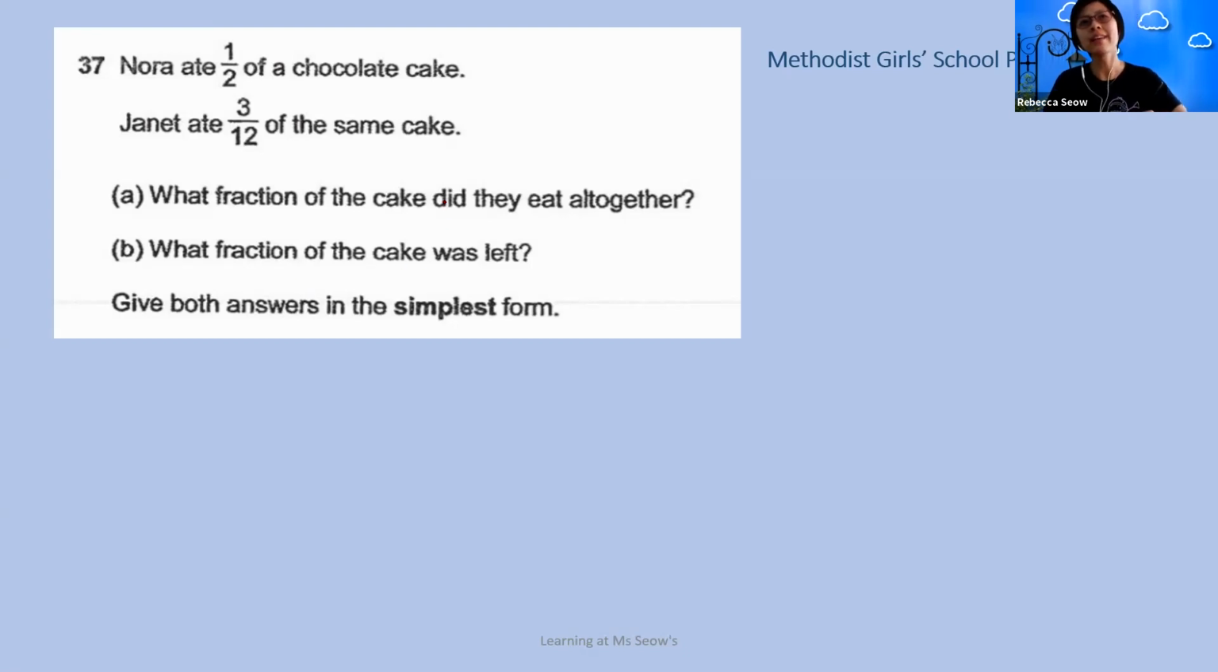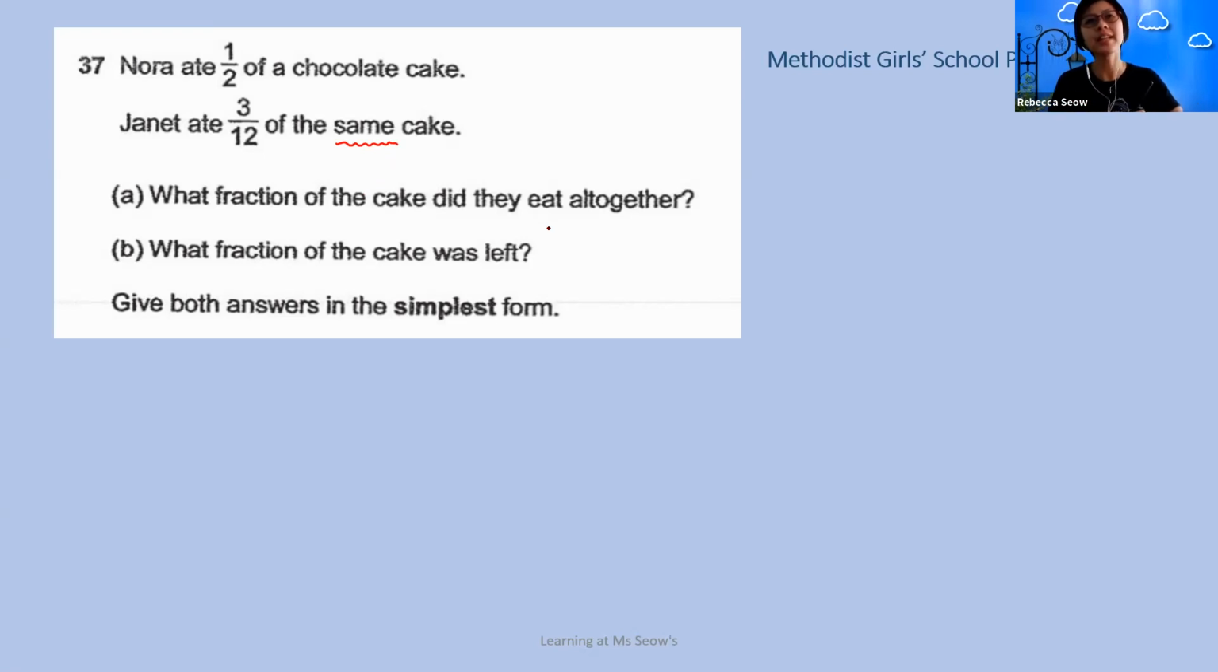Just looking at the question, you can imagine that there is one chocolate cake. The first sentence says that it is half of a chocolate cake. The second sentence mentions that Janet ate 3 out of 12 of the same cake. So we're not talking about two different cakes, but two portions, in fact, of the same cake.